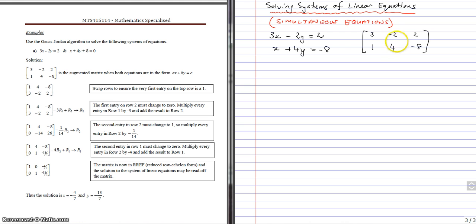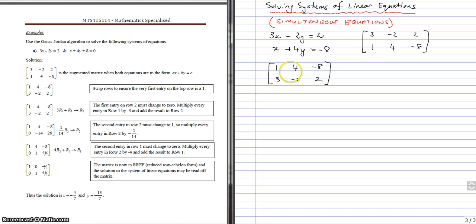Now the first thing we want to do in using this algorithm is to make sure, or if there are any rows that contain 1s as their leading entry, put that at the top. At the moment our first row has a 3 as its leading entry, but the second row has a 1 as its leading entry, so we can just do a direct swap in our rows, and that doesn't change anything in terms of the equations. It's just swapping those rows. So we'll put our 1, 4, negative 8 first, and then 3, negative 2 and positive 2.